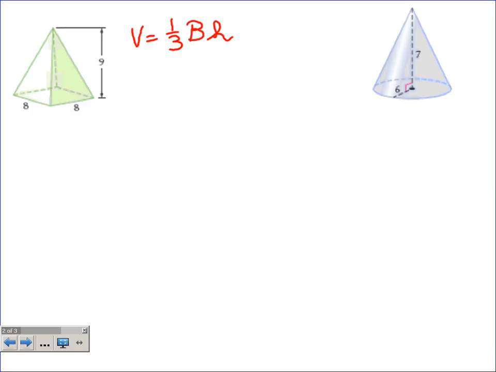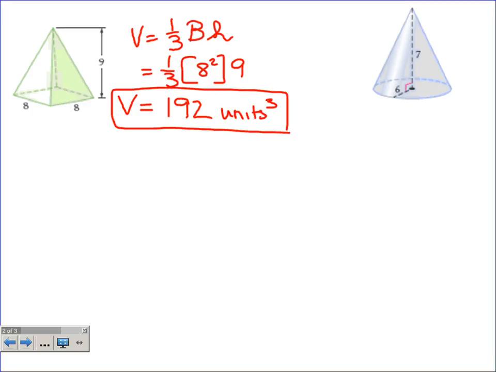How do you find the area of this base? That's right, 8 squared. And what's the height of the pyramid? 9. So that's going to be 64. What's 1/3 of 9? 3. So what's 3 times 64? 192. And what would our units be? Cubic units. That's good.